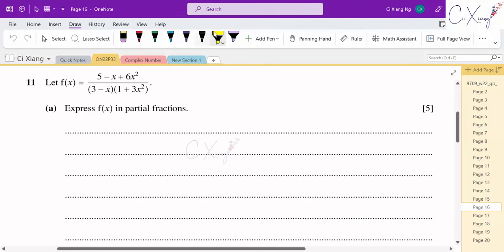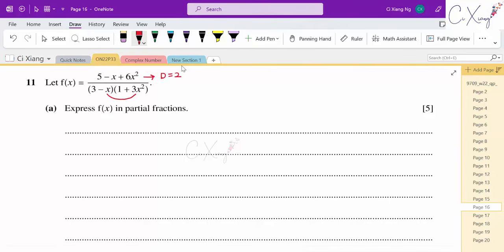Okay, so the last question for this paper, we are given the function f(x), and they want us to express f(x) in partial fractions. For the very first step, before we separate it into partial fractions, let's check whether this function is a proper fraction or an improper fraction. If I have a look at the highest power of x on top, it is equal to 2. So the degree on top is 2. If I multiply the x with x squared, we are having x power 3. So the degree of the denominator is equal to 3. When the degree of the numerator is smaller than the degree of the denominator, this is a proper fraction. So for a proper fraction, you can straight away expand it into partial fractions.